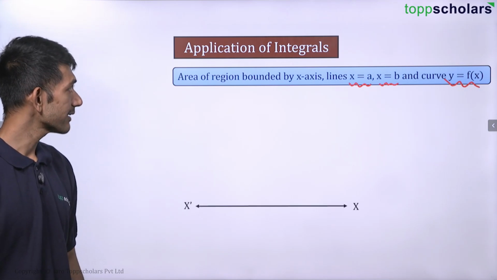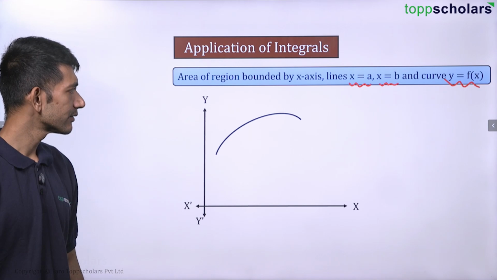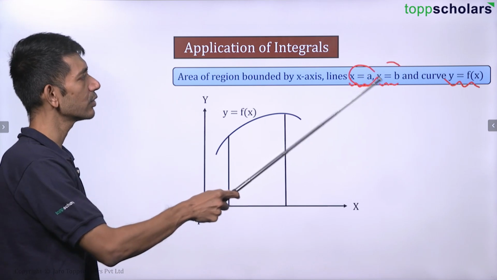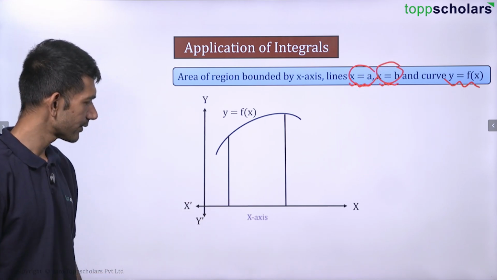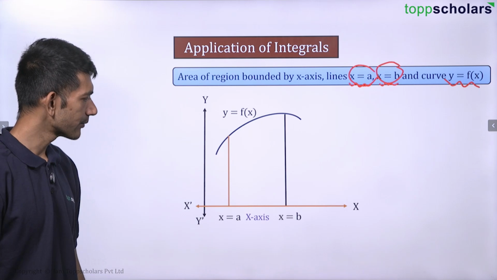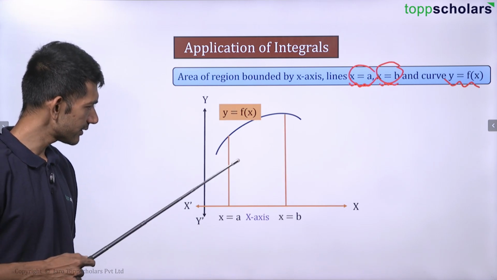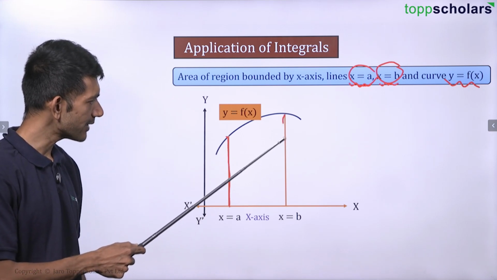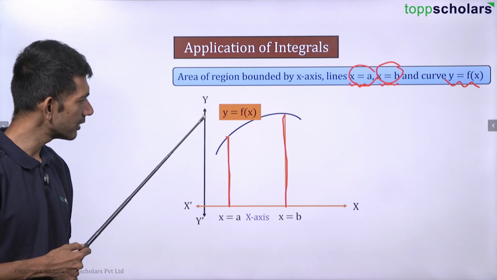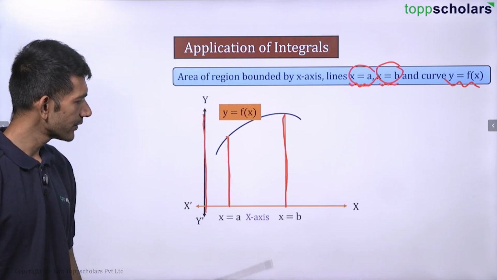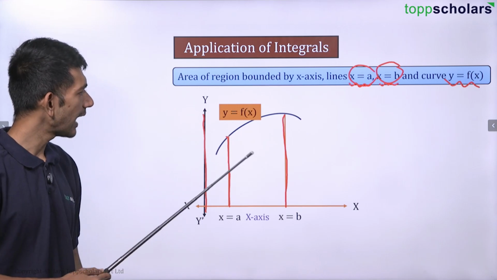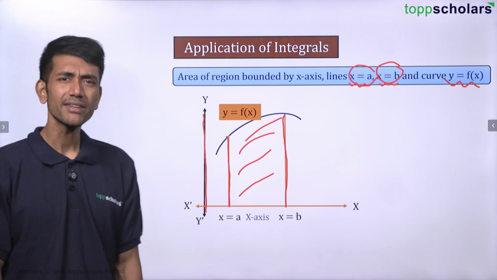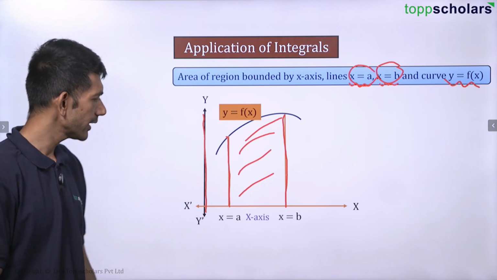It can be y is equal to x cube, x square, that depends. So we have the x-axis, we have the y-axis. This is the curve y is equal to f(x). So these are the two lines, x equal to a and x equal to b. Basically, this line is x equal to a, and this line is x equal to b. As I mentioned, x is equal to something is always parallel to the y-axis, right? So x is equal to a, x is equal to b, and this is the area of the bounded region. Bounded means enclosed. It should be closed, right?